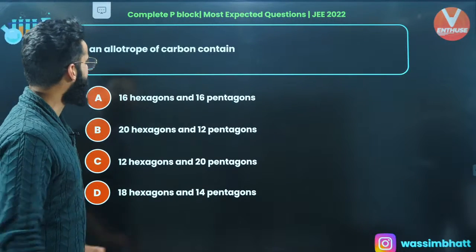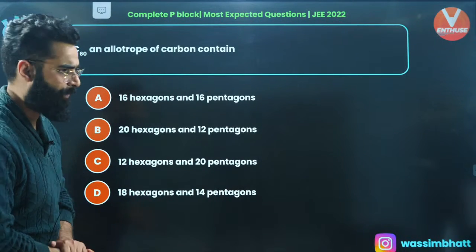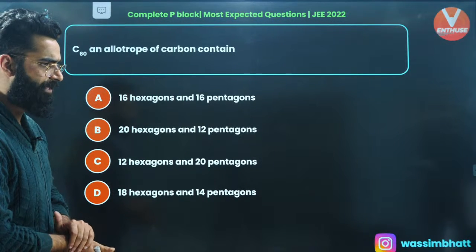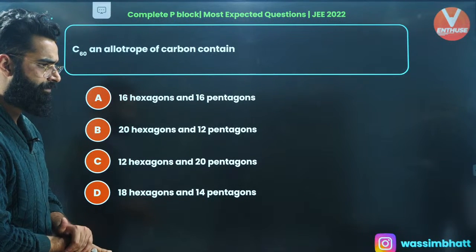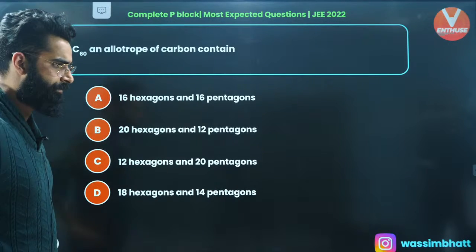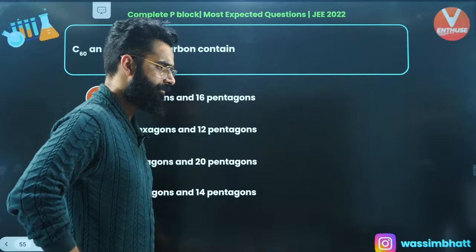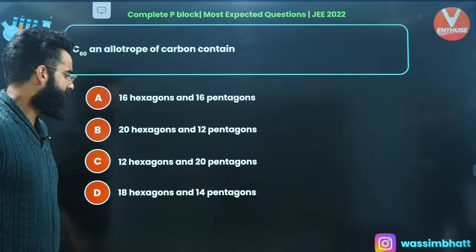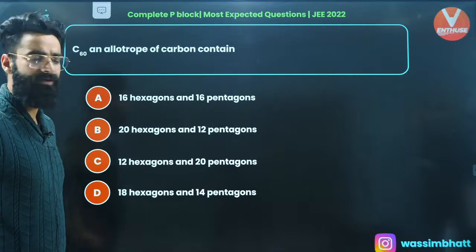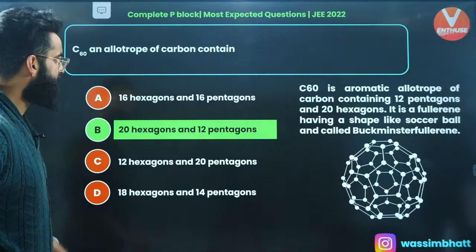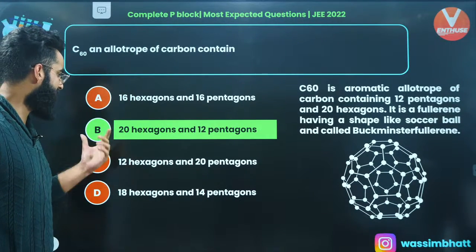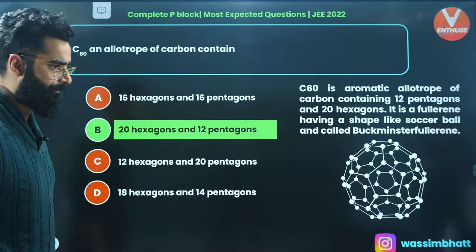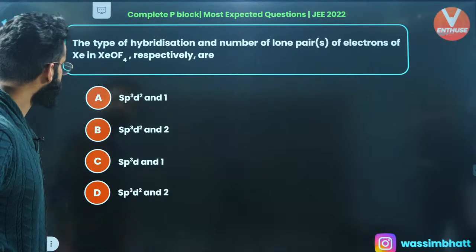Okay, C60, an allotrope of carbon, contains, right? A very common question directly from your NCERT. What do you think about this one, my dear people? Absolutely, it's a memory-based question, right? There are 20 hexagons and 12 pentagons in case of C60, which is basically the aromatic allotrope of carbon. 20 hexagons and 12 pentagons in case of C60. Very common question this is.